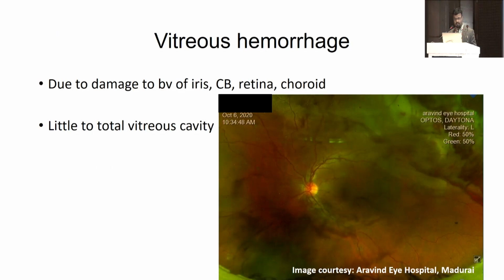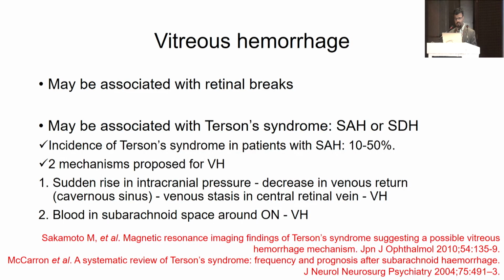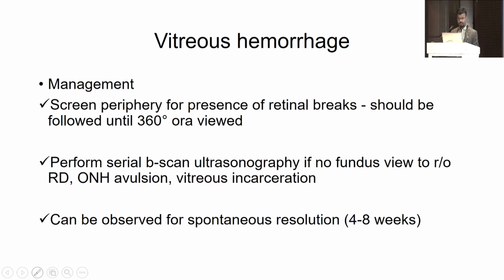First is the vitreous hemorrhage, which is caused due to damage to blood vessels of the iris, ciliary body, retina, choroid. It can range from little to total vitreous hemorrhage. It may be associated with retinal breaks or with Terson syndrome. Management is: you have to screen the periphery for the presence of retinal breaks and follow the patient until you see 360 degrees of ora.